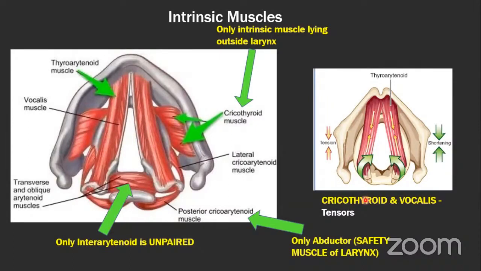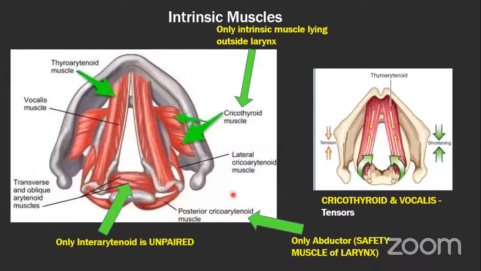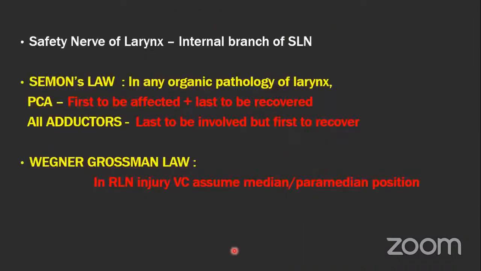So the thyroepiglottic, interarytenoid and aryepiglottic muscles open and close the laryngeal inlet. They are the inlet muscles. Okay. So all these are important. So I told you that the safety muscle of larynx is the posterior cricoarytenoid. The safety nerve of larynx is the internal branch of superior laryngeal nerve. That again we will discuss along with the nerve supply. So remember, the safety muscle is the posterior cricoarytenoid, which is the only abductor, and the safety nerve of larynx is the internal branch of superior laryngeal nerve.